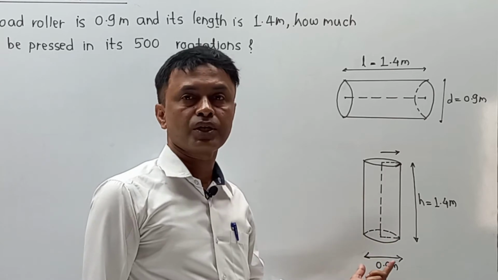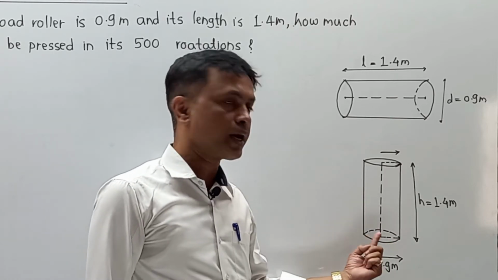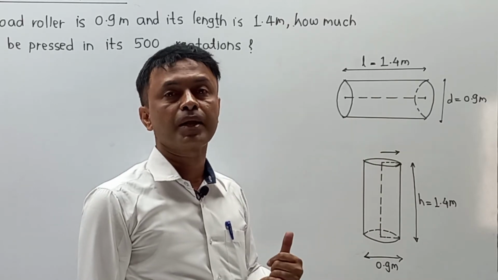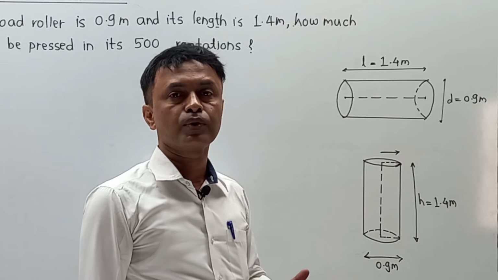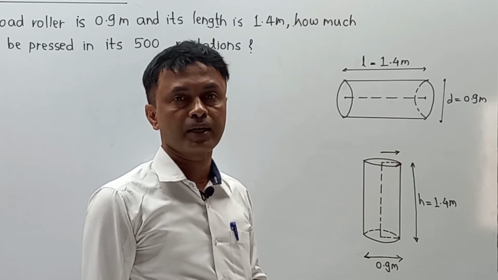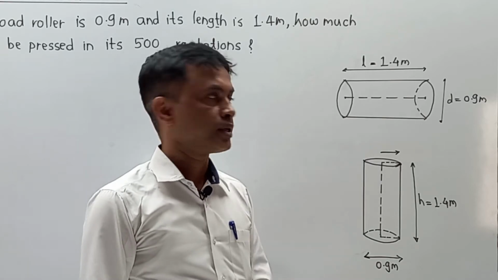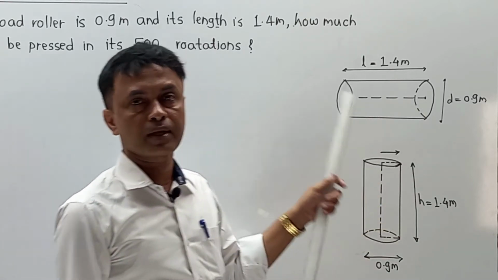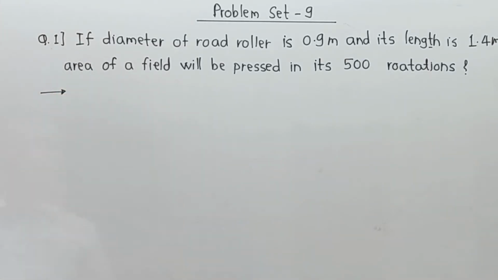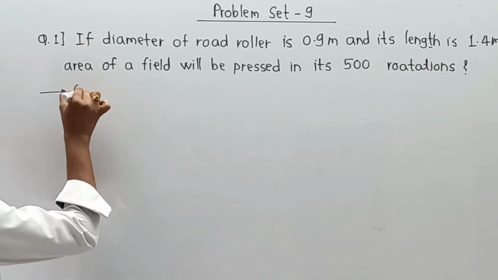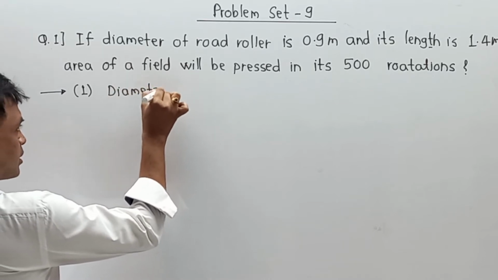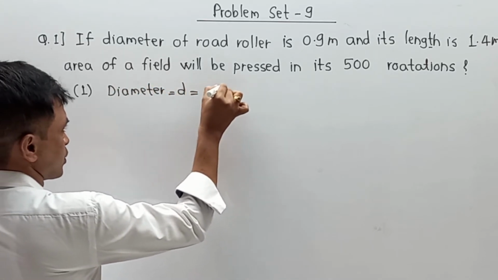So in one revolution the area pressed is 2 pi r into h. But we have done 500 revolutions, means we have to multiply it by 500. Means first we are going to calculate the curved surface area, and after that we are going to multiply it by 500, and we will get the respective area. So after this explanation from the diagram, we are coming into the writing part, and the part is, one by one they have given a diameter, that is d equal to 0.9 meter.